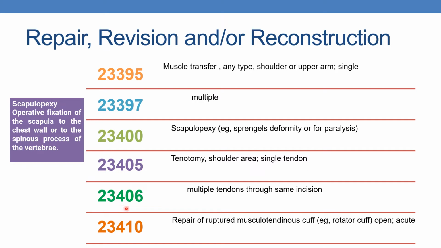Next is 23405, tenotomy shoulder area single tendon. Next is 23406, tenotomy shoulder area multiple tendons through same incision. The next is 23410, repair of ruptured musculotendinous cuff. Example, rotator cuff, open acute. Repair of ruptured rotator cuff can be given by 23410, open acute.